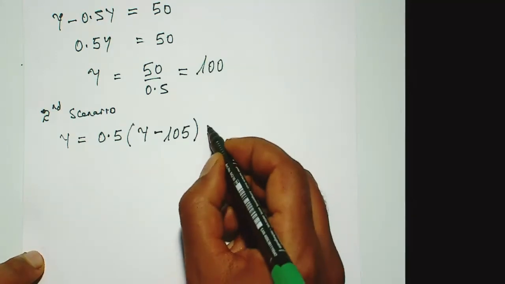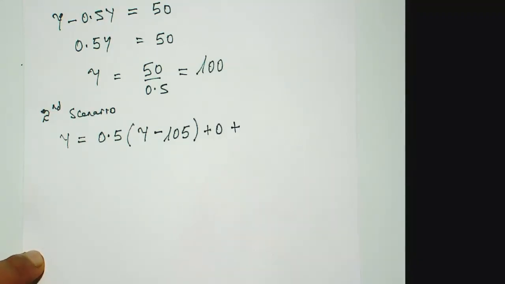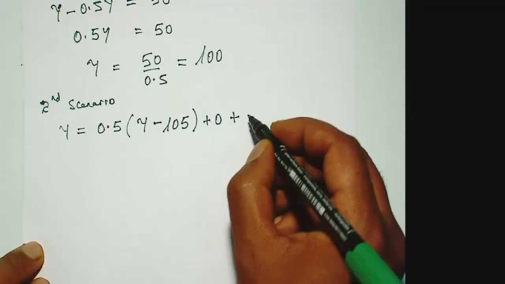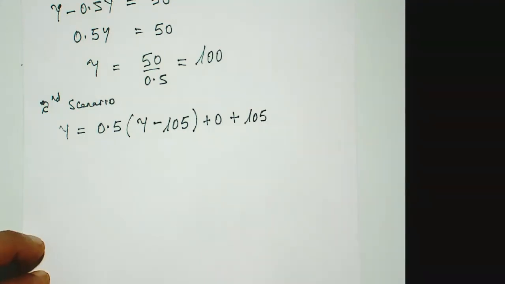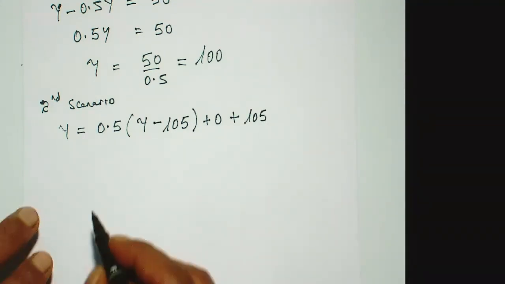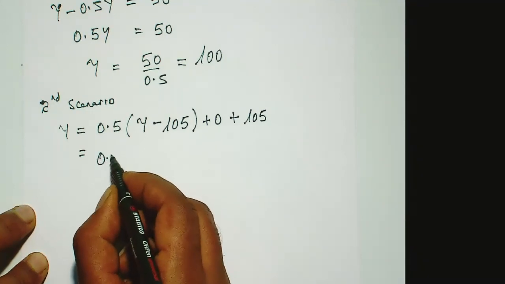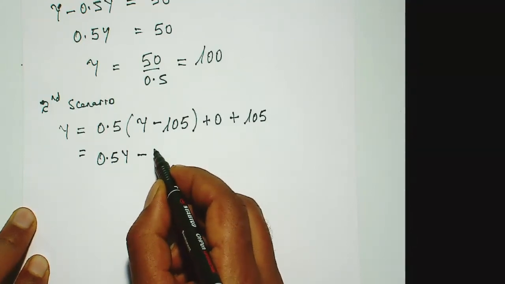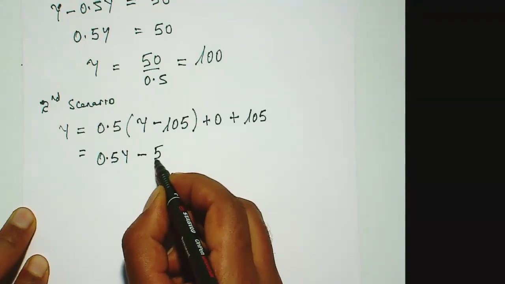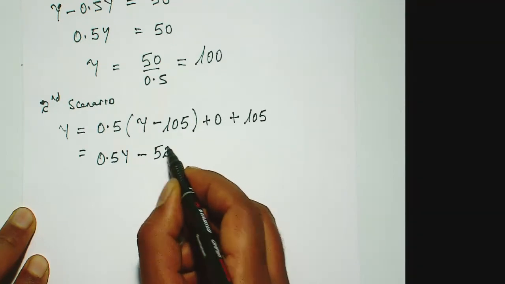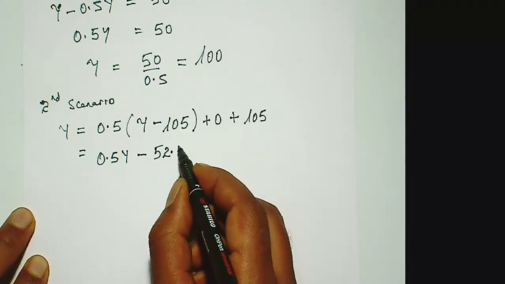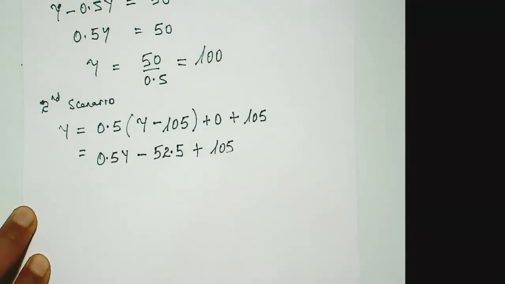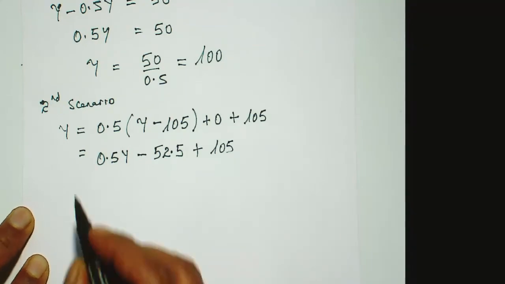Investment is 0, so I will not write it here. And government expenditure was 100, but we said our government expenditure changed by 5 units, so we would have 105 here. So again, if I get rid of the bracket on the right-hand side of the equation, I would have 0.5Y, and 105 multiplied by 0.5 would give me 52.5, and I still have my 105.